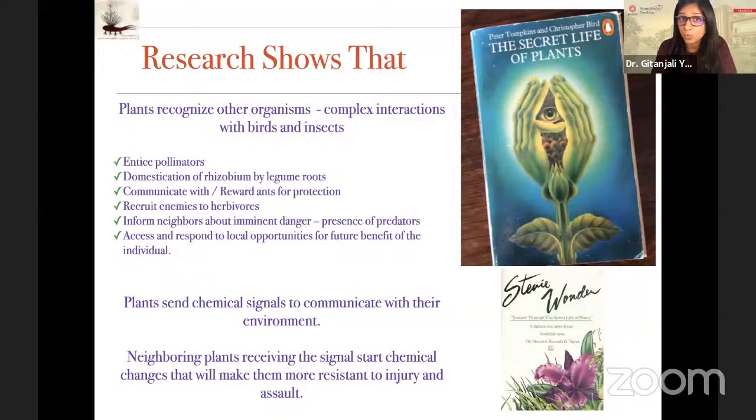Plants can also inform their own neighbors and cousins and friends and sisters and brothers about imminent danger, such as the presence of a predator, okay? And then, of course, they can access and respond to local opportunities for future benefit of the individual. All of this has been shown by research. Most importantly, plants do this and much more by sending chemicals, as I told you already, to communicate with their environment. Neighboring plants sometimes receive, as you can see on the slide, the signal, and then they immediately start making changes within themselves that make them more resistant to imminent injury and assault. So all of that is going on as well.